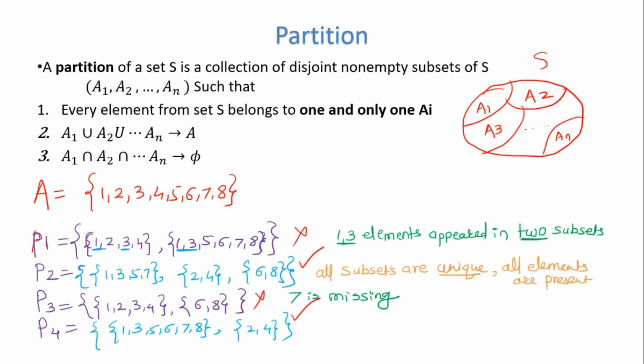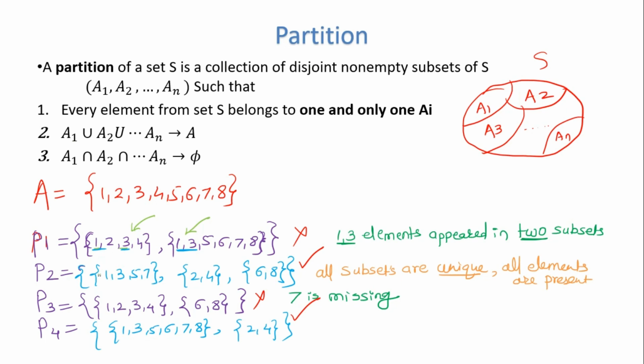For example, set A has elements 1 2 3 4 till 8. Partition P1 has elements 1 2 3 4 and 1 3 5 6 7 8. But here elements 1 and 3 appear in both subsets, so that cannot be present. It should be present in only one subset. Hence, this is not a partition.